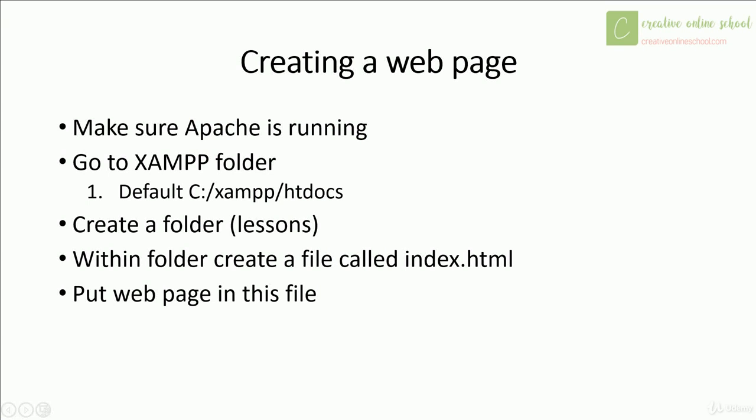We've already seen what happens with the Apache in its default page, but let's learn how to make our own basic web page so that we can see where we're going to be changing things. First, make sure Apache is running, then go to the XAMPP folder. By default, it was C XAMPP, and then go into the htdocs folder. Create a new folder in there that we'll use for our stuff called Lessons. Within this folder, we're going to create a file called index.html. You can create it with any text editor of your choice. And this is where we'll be putting the web page.